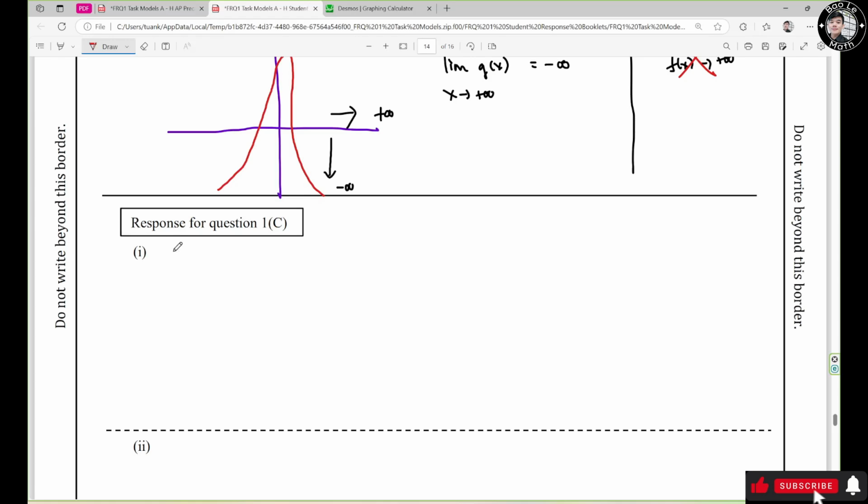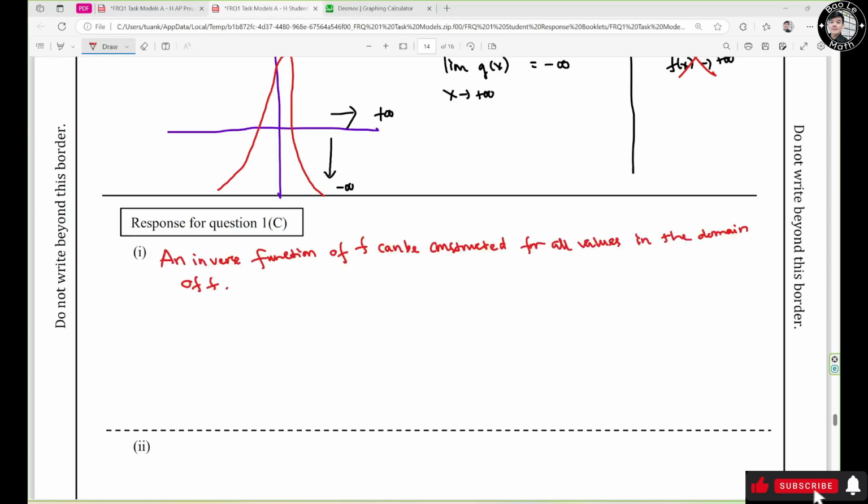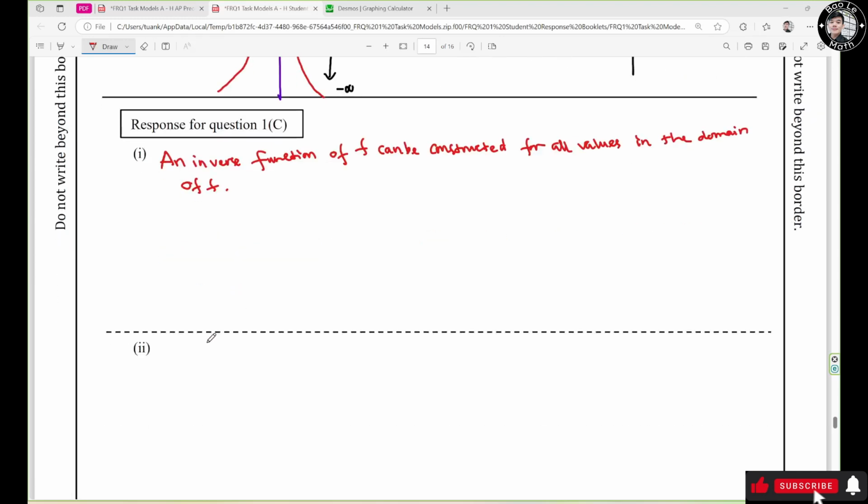So you need to write the answer right here. An inverse function of f can be constructed for all values in the domain of f. Now, in order to explain this, we need to say that each output value of the function f is mapped from a unique input value. Don't say that the function passes the horizontal line test because it's not sufficient. We just use the horizontal line test to help you figure out if the function has an inverse or not. That's it, but don't write it on the paper.